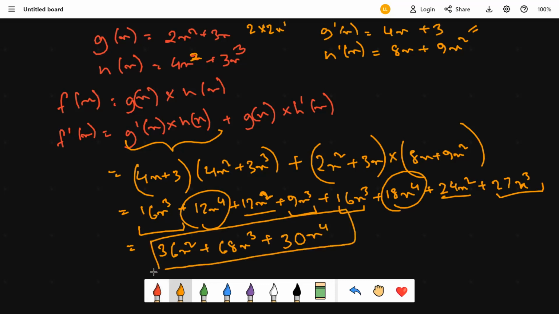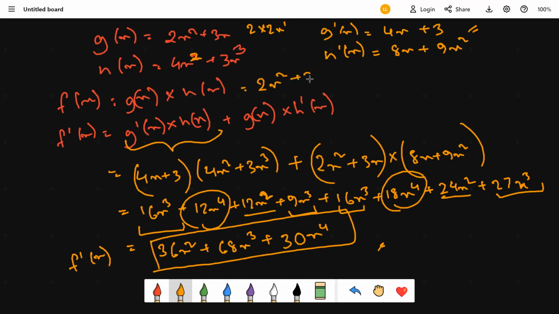So simplifying them, we get f prime of x as this expression. Using the product rule, it became very easy for us to solve. Otherwise, it would have taken a huge amount of time. Why? Because g of x and h of x, we would have to multiply them together. If we didn't use the product rule, we would simply multiply g of x and h of x together.